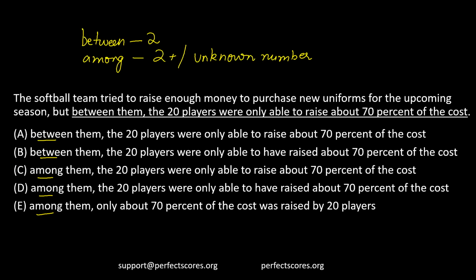It's C. Okay, you think it's C. So definitely A and B are gone because we're talking about 20 players. "Have raised": are you able to have raised? It's wrong, "among them." Okay, Lakshmi, what was your answer? Just thinking between C and E. Okay. "About 70% of the cost was." I don't think it's E. It's C. Yes. We're not talking about what was raised. You have to mention the fact about their ability, because that would take away from the meaning of the sentence, which you have to maintain. So C is the answer.